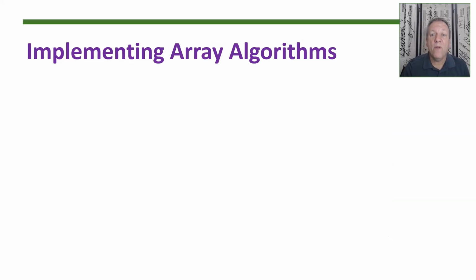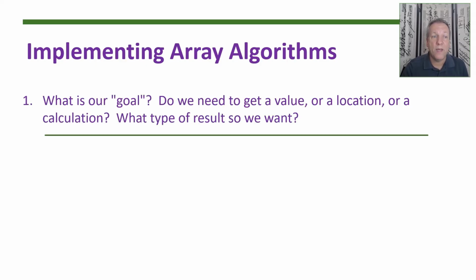Okay, before we write our code for any of the algorithms, it's important to figure out what it is we need to do exactly, what our constraints might be, what results are going to be produced, and so on. So some of the questions that we might want to ask before we write any code might be, what's our goal? Do we need to get a value or a location or a calculation? What type of result do we want?